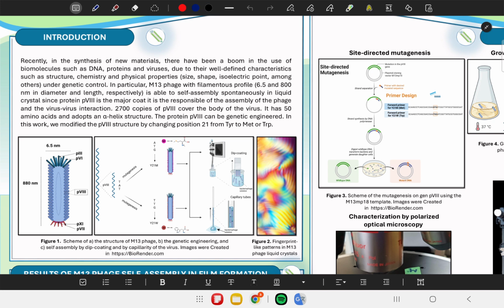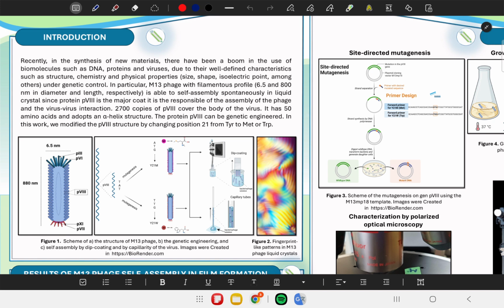Specifically, the M13 bacteriophage virus is harmless to humans and only infects bacteria. It has a pencil shape with a diameter of 6.5 nm and a length of 880 nm. Its 5 most important proteins are P3, P6, P7, P9, and P8.